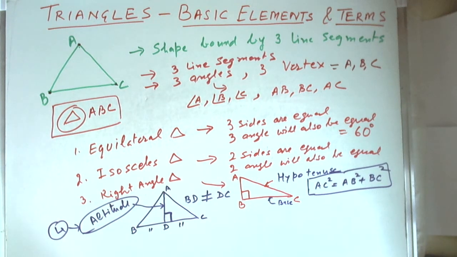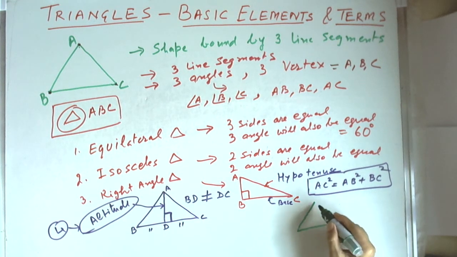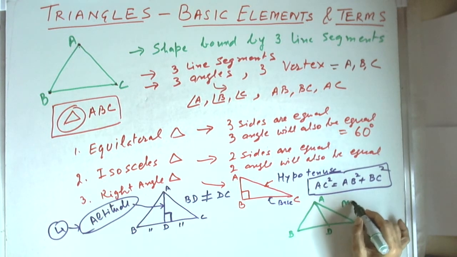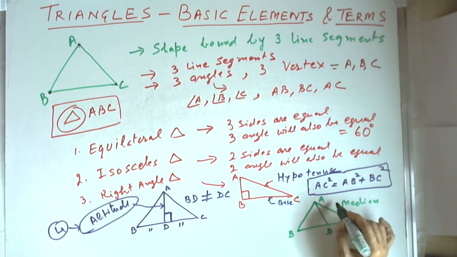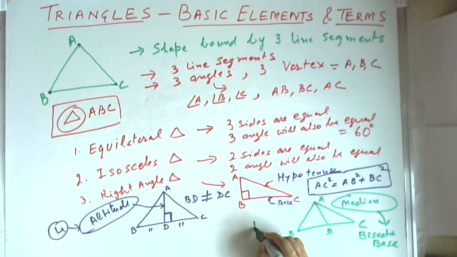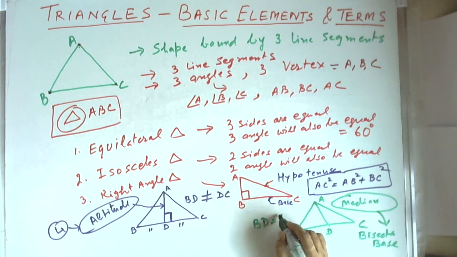And there is another thing which is called the median. In the median, what happens? So this is A, B, C. And if we talk of a median, then the median is something which will divide or bisect the base. This is called the median. And the median bisects the base. So in this case, BD will be equal to DC. So this half will be equal to this half.